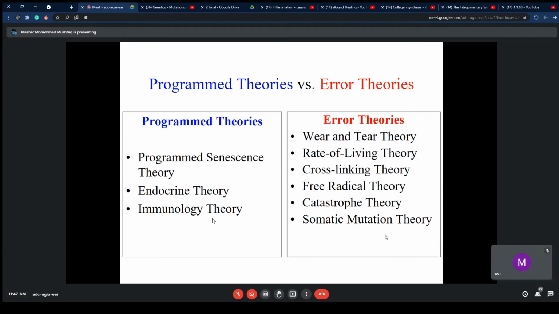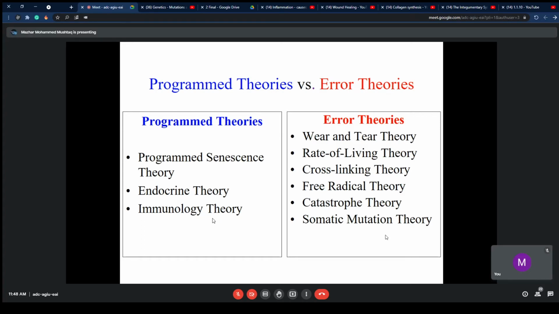For example, the programmed senescence theory, if it is properly programmed, it will go on and that will be okay. But the endocrine theory, the immunology theory, these are all program theories that are going to take us to the aging process. This is normal phenomena. So with the passage of age, as I said, when we go older and older, there is a possibility of having diabetes mellitus, for example. Diabetes mellitus is an endocrine problem. There is loss of function of the pancreas, and it does not secrete enough insulin. So this is a program theory of the aging.